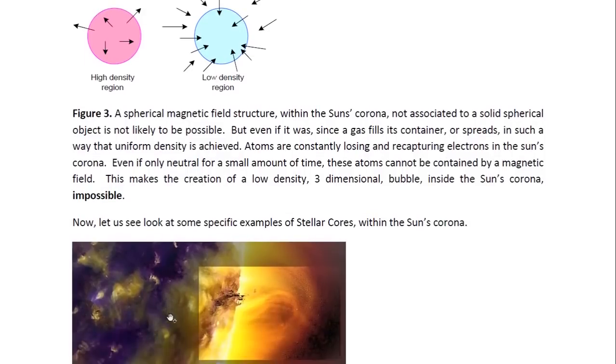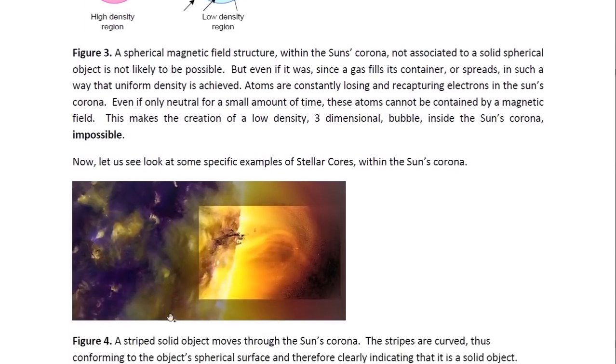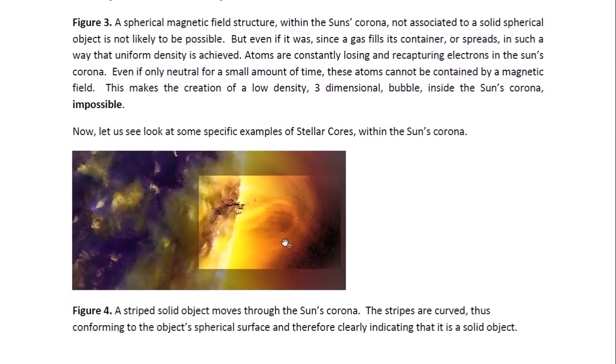Now let us look at some specific examples of stellar cores within the sun's corona. So here we see a striped object. We can see that the stripes are curved, thus conforming to the object's spherical surface, and therefore indicating that this is a spherical structure. And we know that it is impossible to create a three-dimensional bubble inside the sun's corona. So what we have here is a spherical object, and a striped spherical object at that.